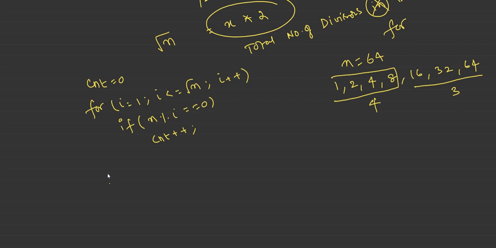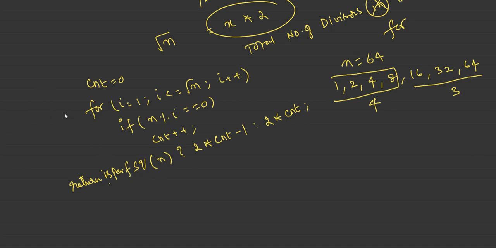So what I'll do is I'll write here is n is a perfect square. Okay, I'll write is perfect square as a function. I'll check whether n is a perfect square. If it is a perfect square, the return statement is 2 times the count subtracted with 1, otherwise 2 times the count is to be returned.